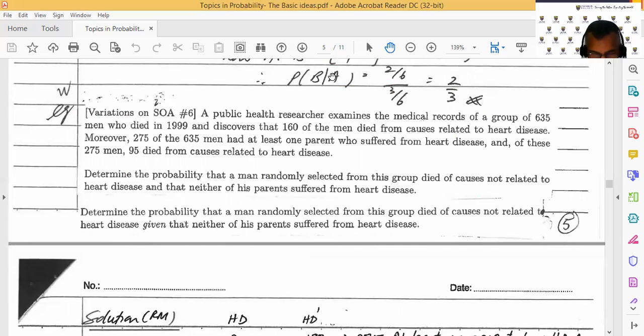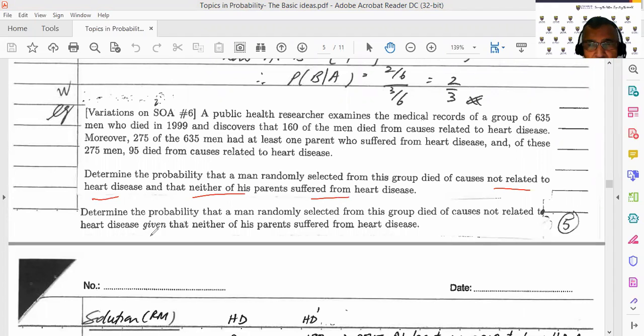Now, determine the probability that a man randomly selected from this group died of causes not related to heart disease and that neither of his parents suffered from heart disease. So you must read the question carefully and be careful of the notation that you're going to use. I will use some notation; you will see it in a minute. We're asked to find the probability that a man randomly selected from this group died of causes not related to heart disease, and that neither of his parents suffered from heart disease.